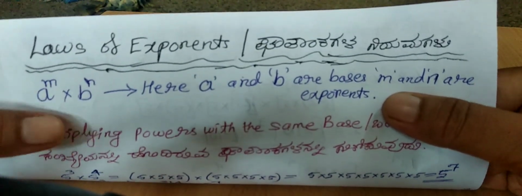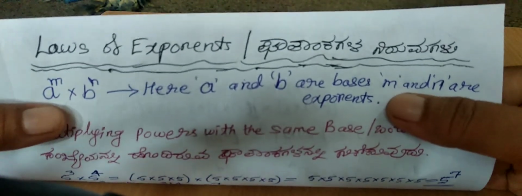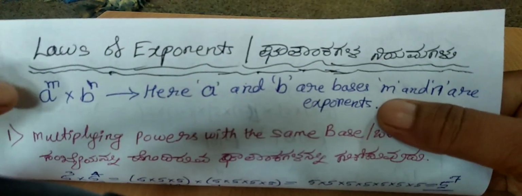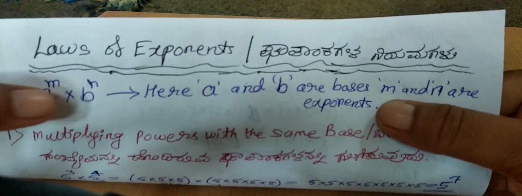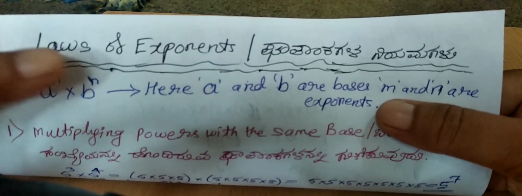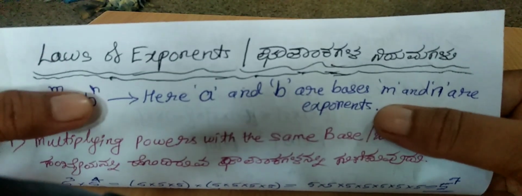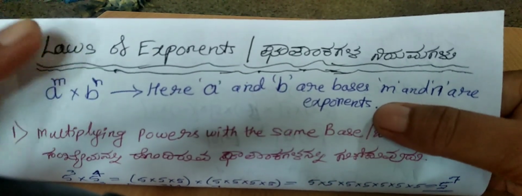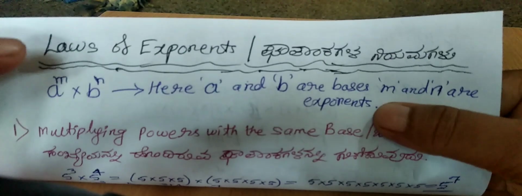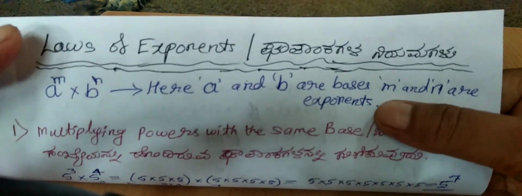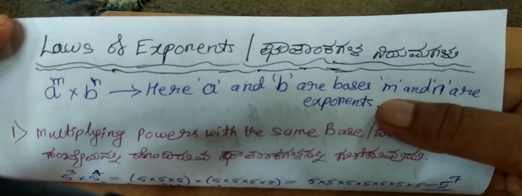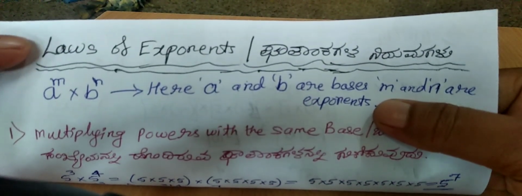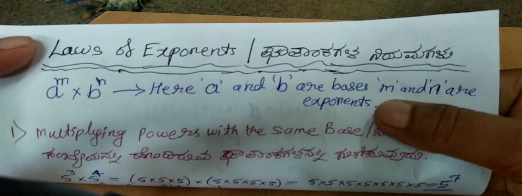Here a and b are the bases and m and n are the exponents. When these base numbers are different, exponent numbers are different, and mathematical operators are considered between the exponents, how to solve those, that thing we will learn in today's class. We will derive laws based on the exponents in this class.